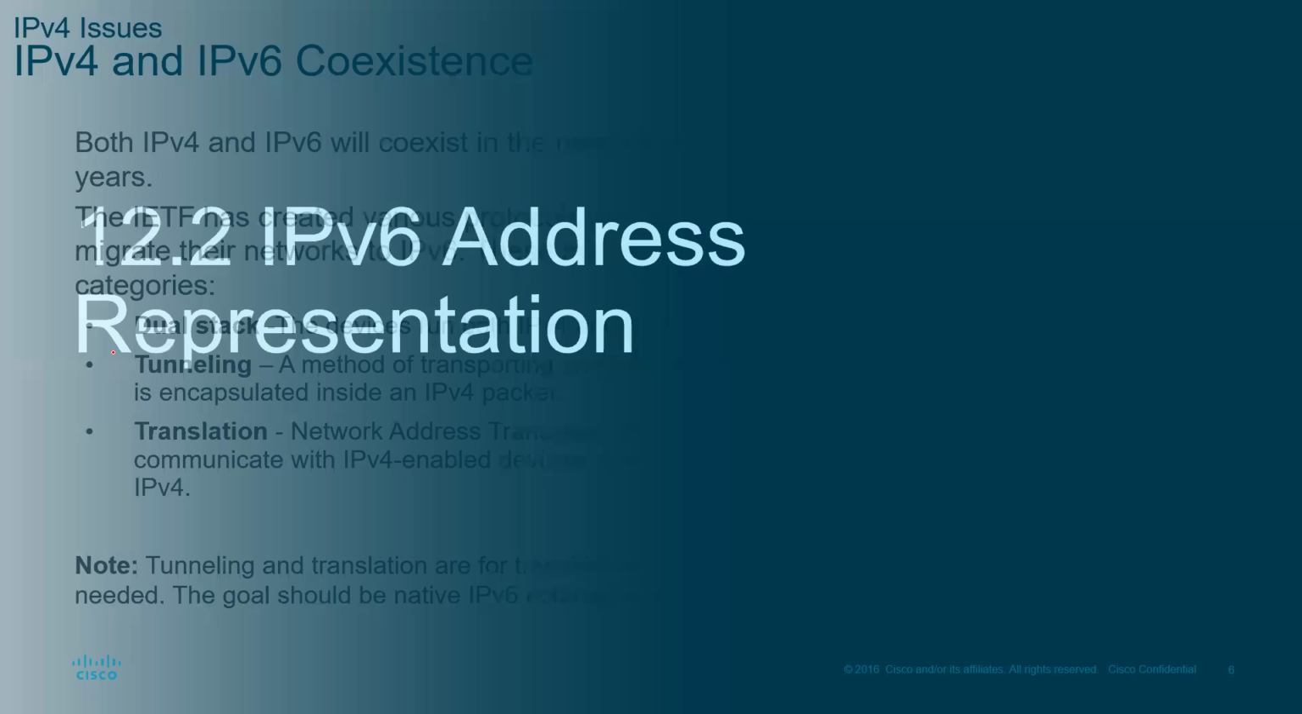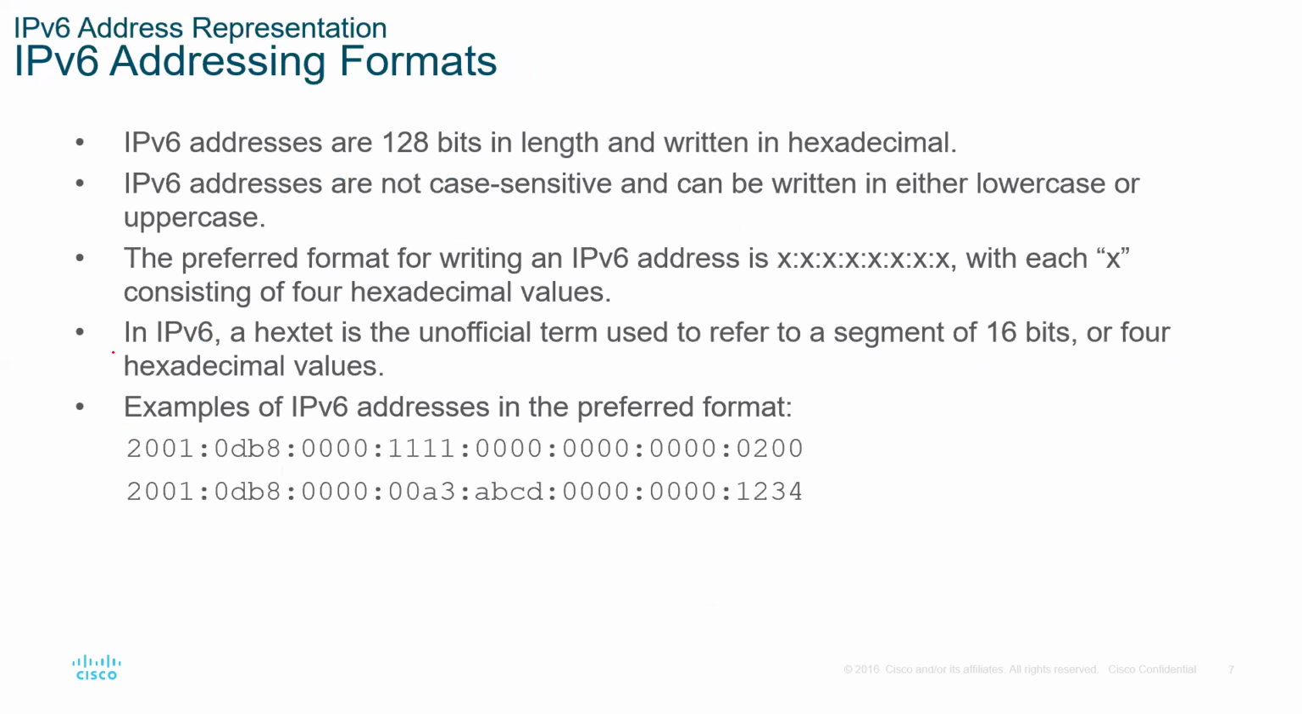Let's look at the representation of IPv6 addresses. Right, so you see IPv6 addresses have 128 bits, as compared to IPv4, which is 32. So with version 4, 32 bits, version 6, 128. You can see the huge difference there.